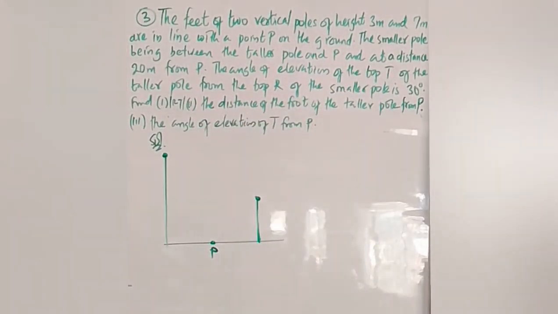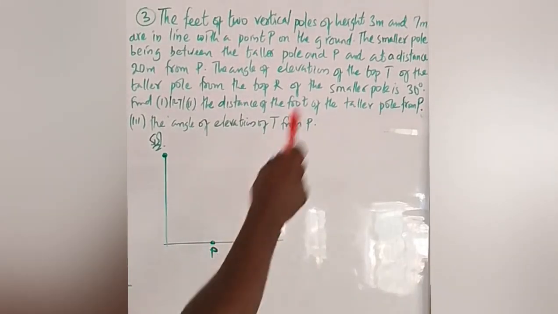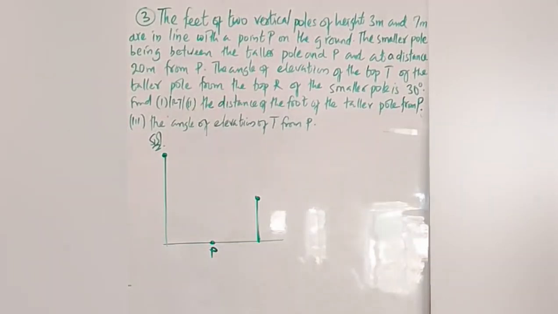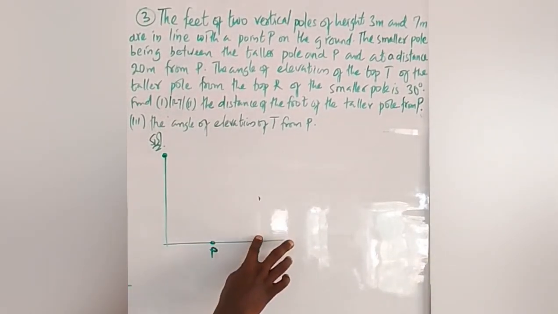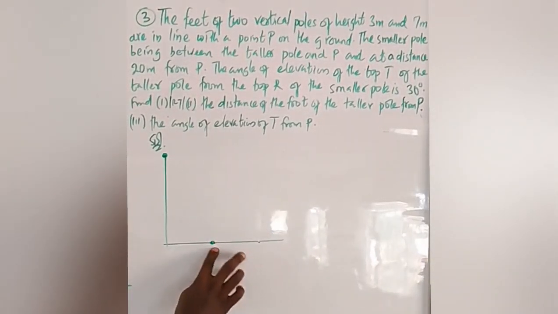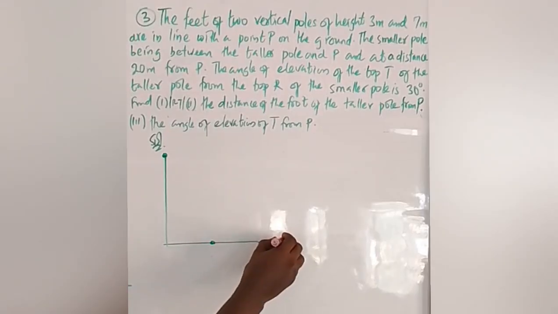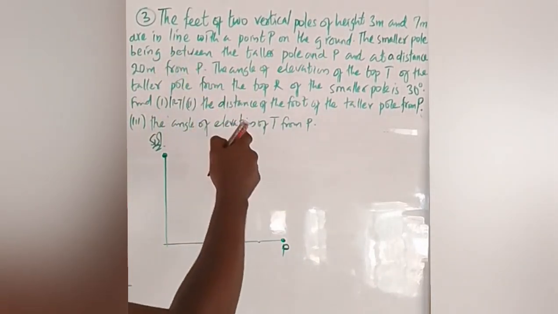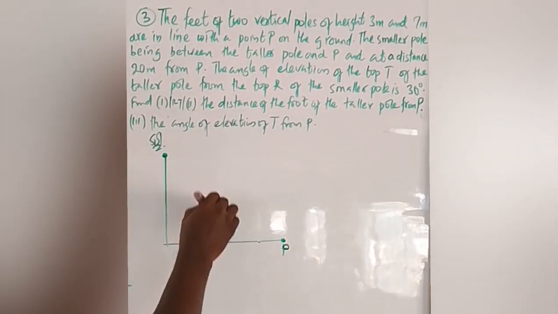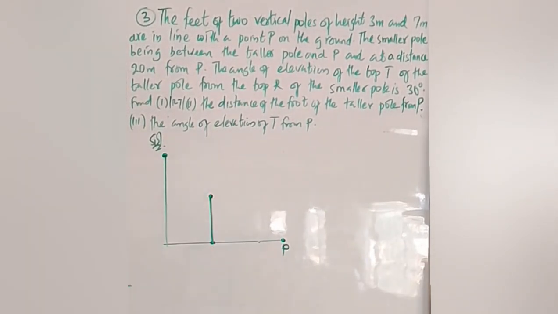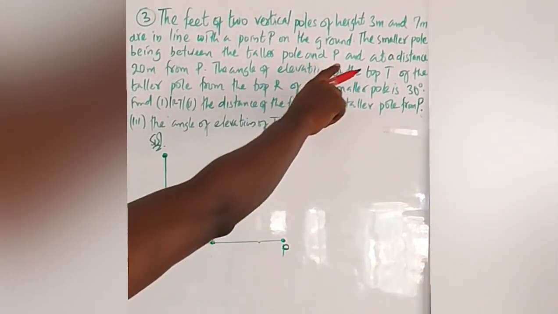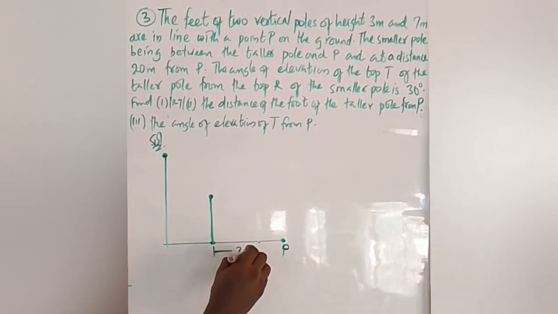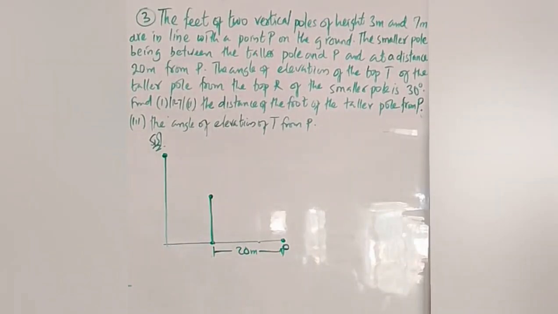And at a distance of 20 meters from P. Oh, sorry, it's opposite, not this way. We are told that the smaller pole is between the taller pole and point P. So the smaller pole is somewhere here. And at a distance of 20 meters from P, from here to here, is given to be 20 meters. Are you with me?